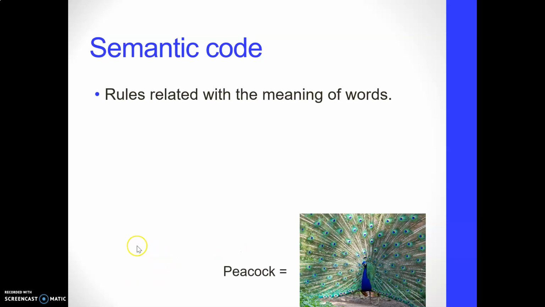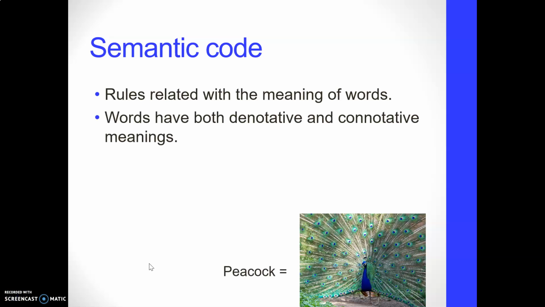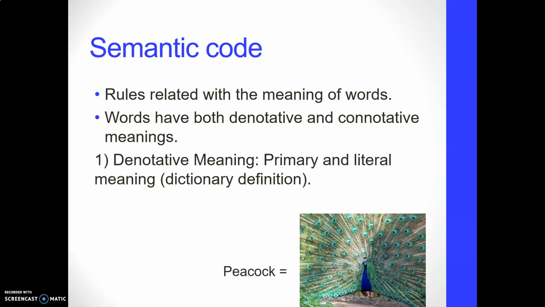So we can see that for some words and phrases, they have two levels of meaning. One level of the meaning is pretty explicit. We call it denotative meaning. Pretty much like the basic meaning of peacock, right? It refers to this beautiful bird. And this denotative meaning, we can find it in a dictionary. That is the primary and literal meaning of a word, the dictionary definition.